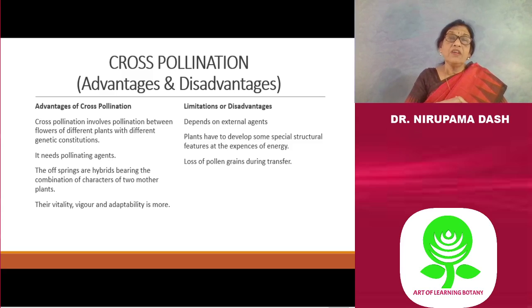Another point is that plants have to develop some extra structures, such as bright colors of the flower and some peculiarities, to attract these pollinating agents. However, in spite of such disadvantages, cross pollination is advanced compared to self pollination.